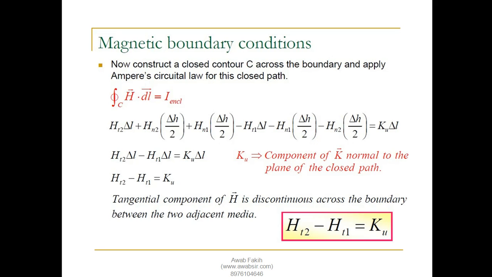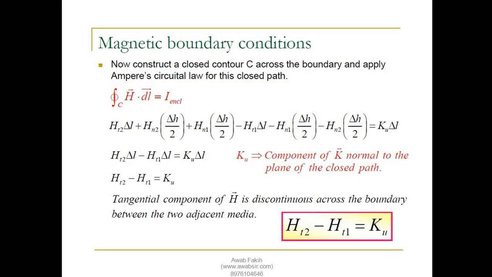That is equal to Kn del N, that is, Ht2 del L minus Ht1 del L is equal to Kn del L, because all the other components will cancel each other out. So from that we get that the tangential component of the magnetic field intensity of medium 2 minus the tangential component of the magnetic field intensity of medium 1 is equal to Kn, where Kn is the component of K normal to the plane of the closed path.